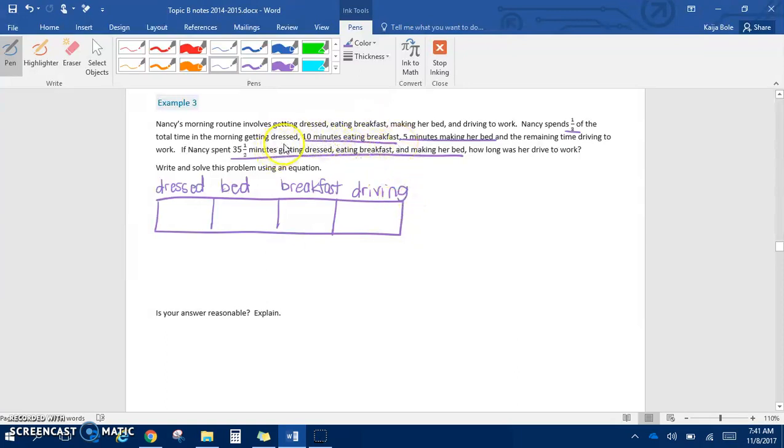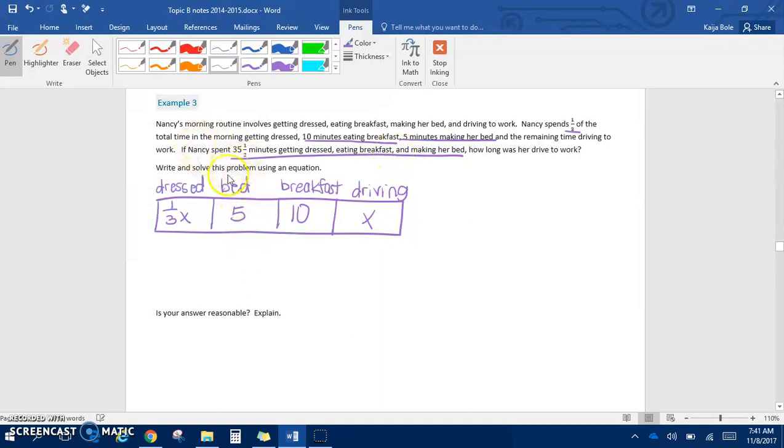So they told us that she spends 1/3 of the total time in the morning getting dressed. We don't know the total time, so that would be X. So this means getting dressed would be 1/3 X. She spends 10 minutes eating breakfast, so we could put a 10 in the breakfast box. 5 minutes making her bed, so put a 5 in the bed box. And then driving, we don't know. So driving is just going to be an X.